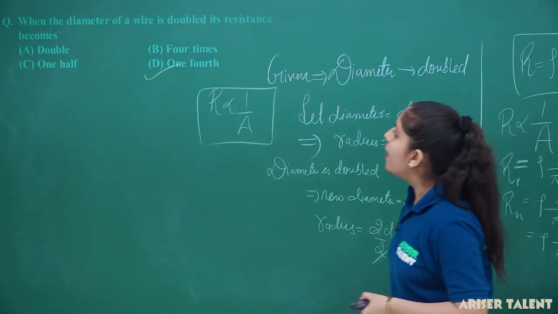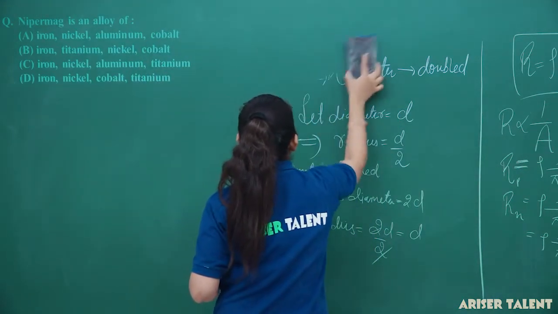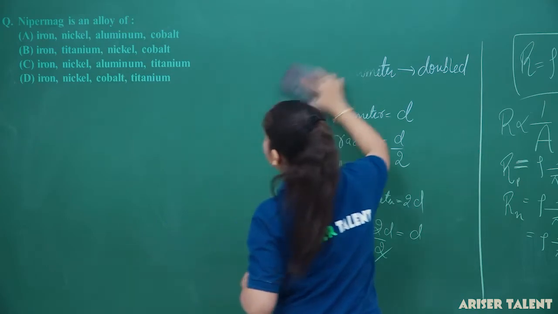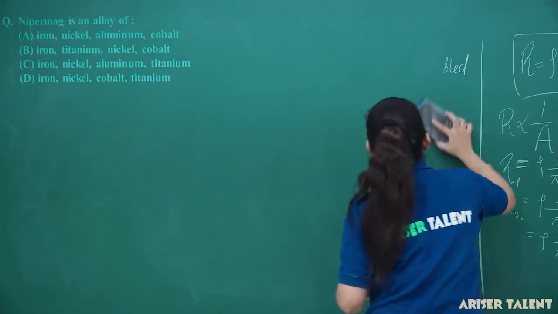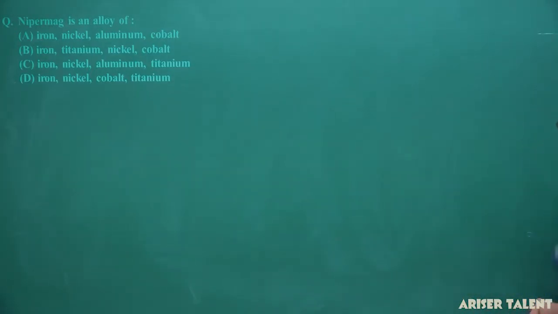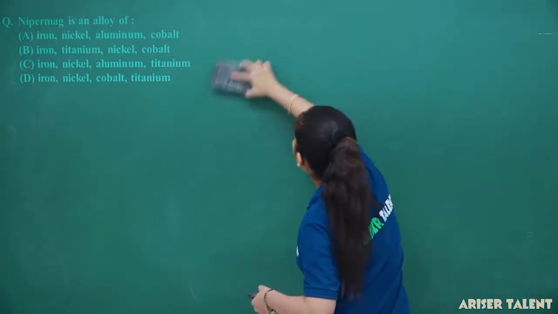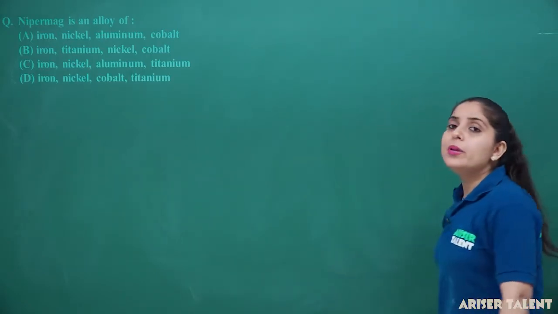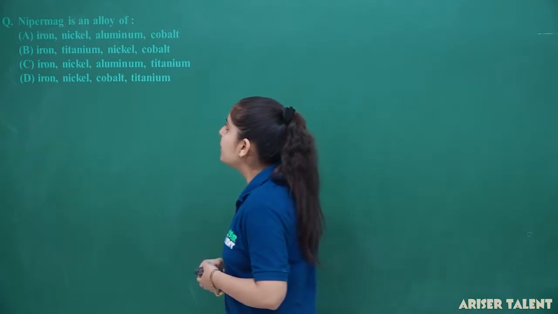In this sequence we have: Nipper mag is an alloy for. So this is again a theoretical type question. You can see we are discussing now. Nipper mag is actually an alloy which basically consists of iron, nickel, aluminium and titanium. So you have to remember the names of the alloys we have.